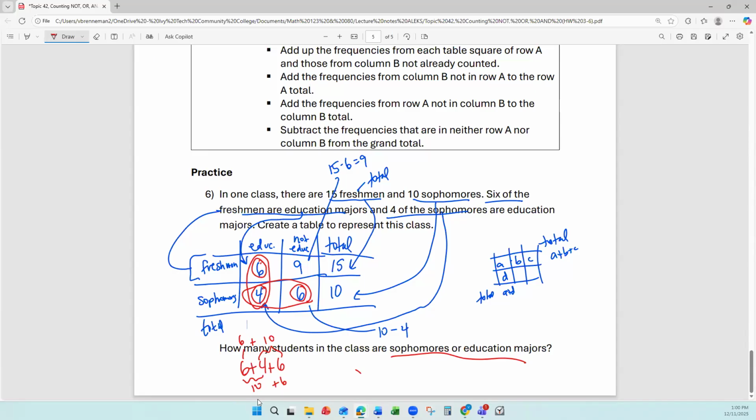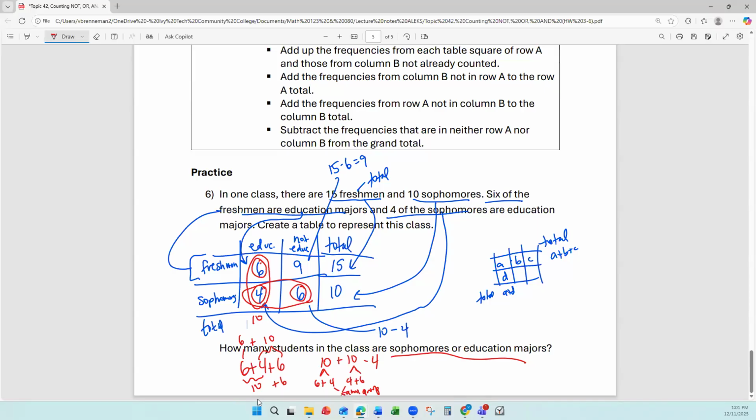If you do the 10 sophomores plus the 10 education majors, each of those came from doing 6 plus 4. And the 4 that are both sophomores and education majors, those were counted twice. So the same group included twice. We don't want that to happen, so we have to subtract that. So 6 plus 4 plus 6, or 10 plus 6, or 6 plus 10, or 10 plus 10 minus 4.